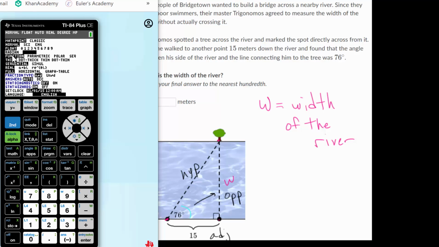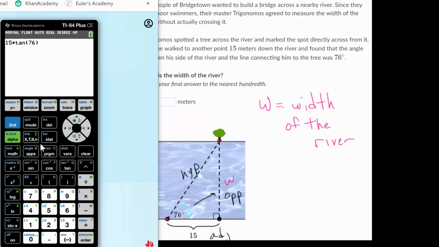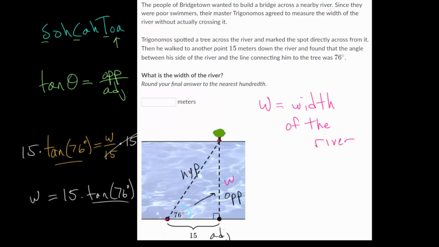Radians usually involve pi, but they don't always have to. So make sure if you're using degrees that you're in the right mode, otherwise you're going to get a completely wrong answer. So we type that in and we get 60.16 since we need to round to the nearest hundredth. So W is 60.16 meters. And so that's what we would put into the box here.